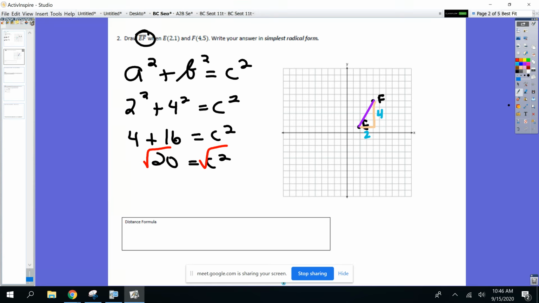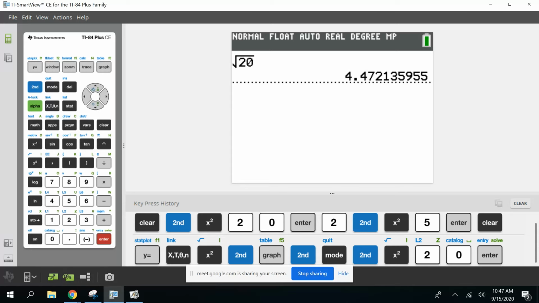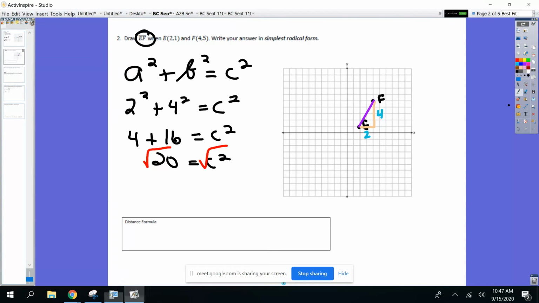Now, bad news. What type of geometry are we taking here? Honors geometry. So when you go to your calculator and do the square root of 20, I don't want that big sloppy decimal on your paper. Can anybody go back and look at the directions? What was I asking for? Simplest radical form.